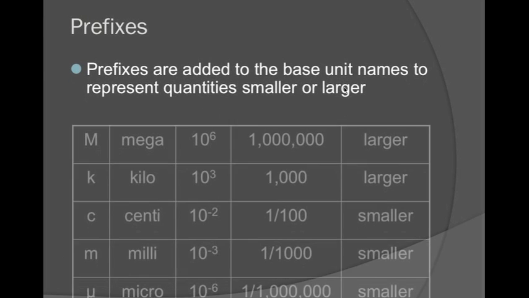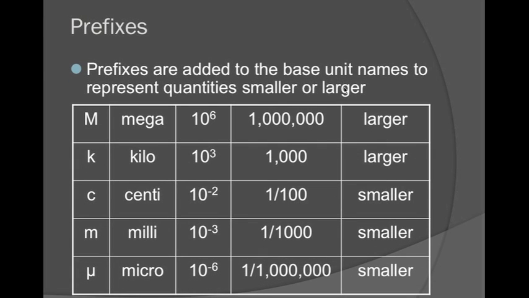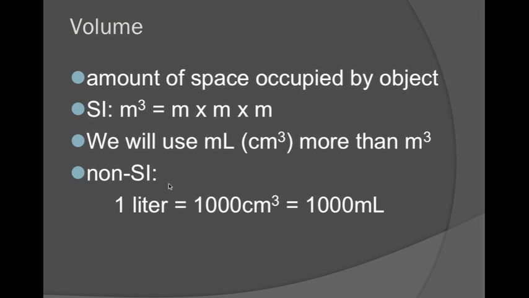Now, the prefixes that we can add to them, usually we'll deal with mega, kilo, centi, milli, and micro. A mega is 1,000,000 times larger, kilo is 1,000 times larger, centi is 100 times less, milli is 1,000 times less, and micro is 1,000,000 times less. Main thing here, guys: if we're going from big to small, so from kilo to centi, we're always going to end up multiplying, and going from small to big, we're always going to end up dividing.